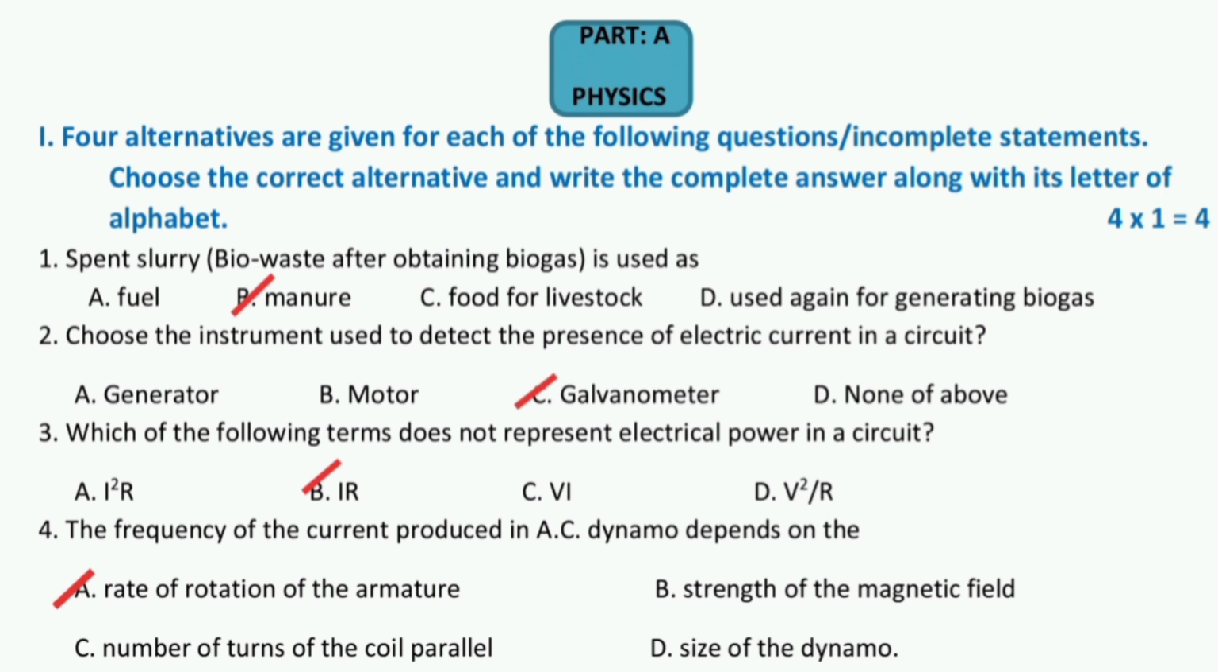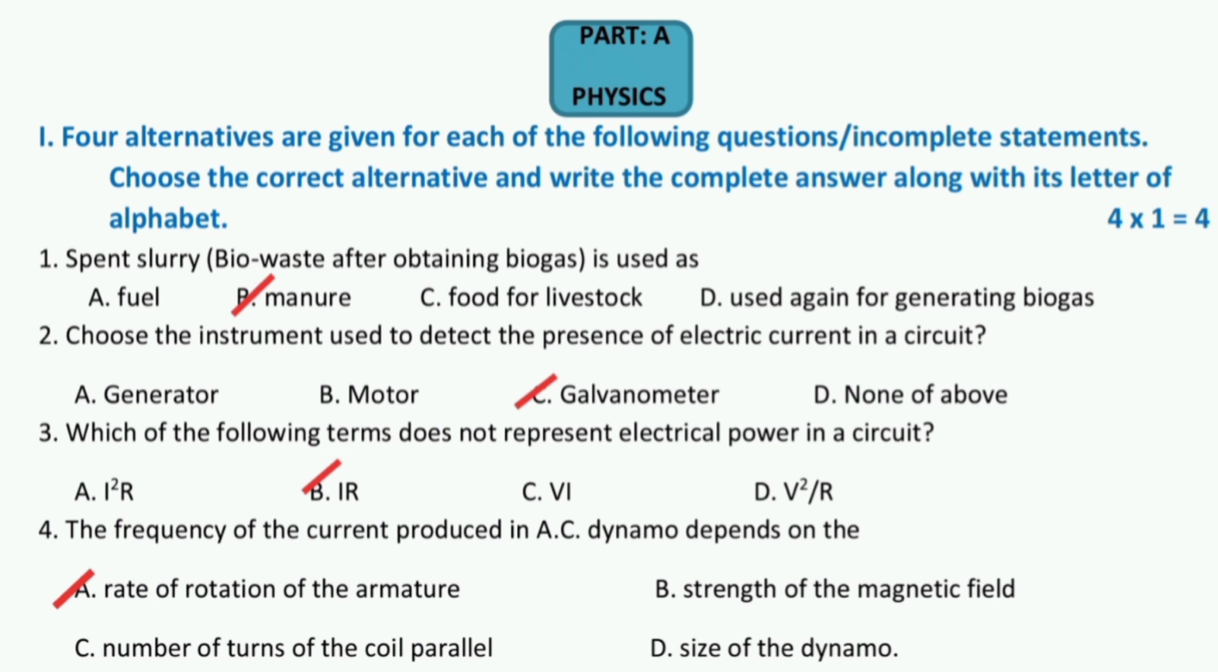Choose the instrument used to detect the presence of electric current in a circuit. The correct answer is option C, galvanometer, or we can use an ammeter. Galvanometer is used to detect small currents. Basically, galvanometer and ammeter are used to measure electric current.